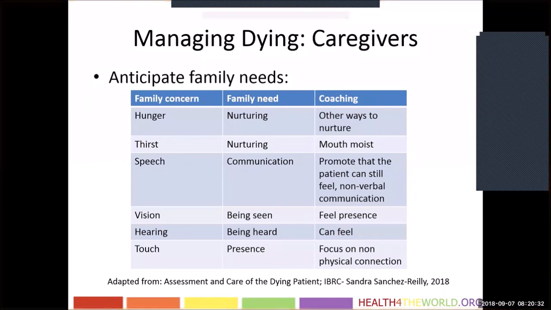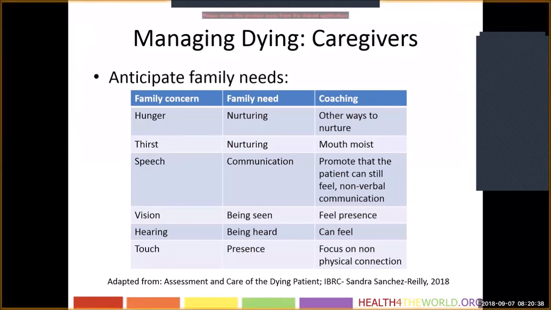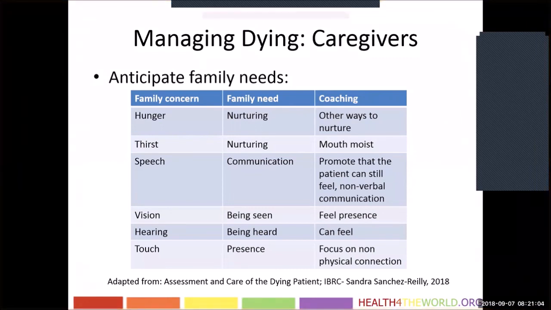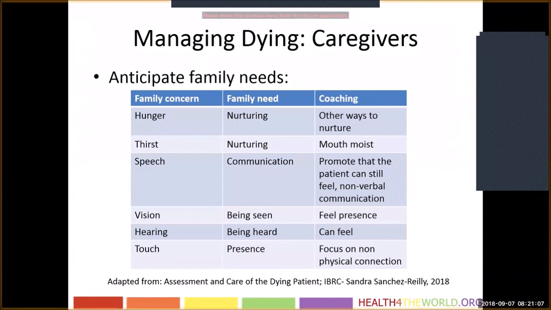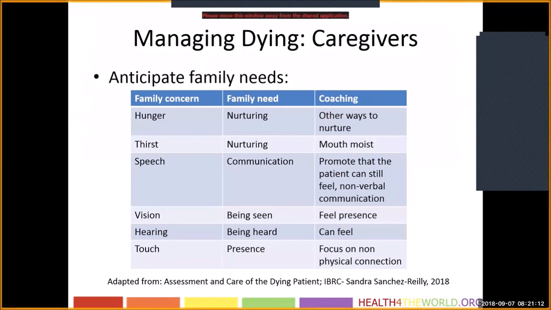Touch. The family is concerned about whether it's okay to touch their loved one, because they want to feel that presence. If touching is not appropriate, like in end-stage renal failure where the skin can be really sensitive, or they try to touch their loved one and they moan, then help them focus on non-physical connections: being silent, being present, praying, all the things that can bring you together if touch isn't possible. Then also show them appropriate ways of touching: the palms of the hands, the soles of the feet, the top of the head. Avoid rubbing the arms and things like that that can sometimes pick up pain.